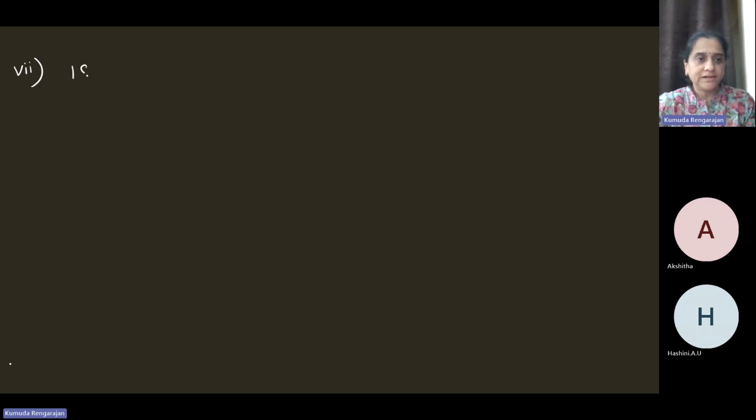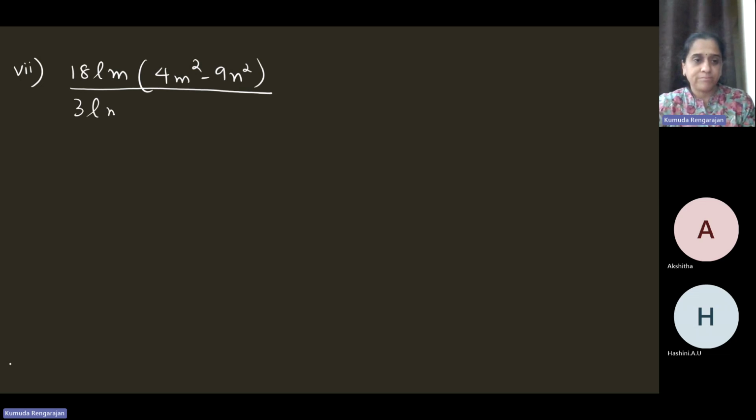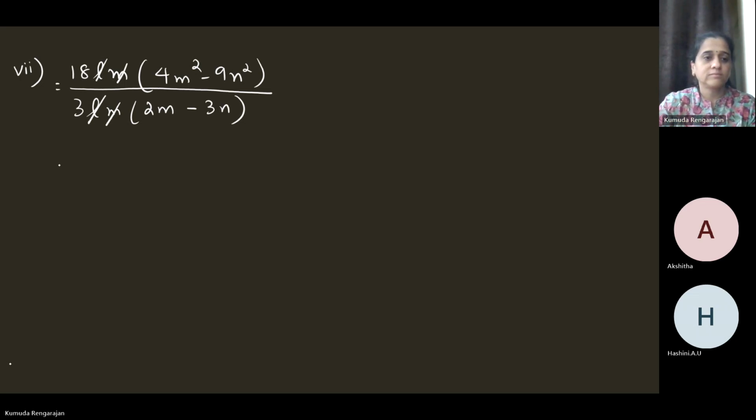Okay. 18 ln into (4m square minus 9n square), this one, right? Divided by 3 lm into (2m minus 3n). L, L, M, M, correct. Look at the board. Okay, 3 Harini, 3 sixes are 18. Now this is of the form a squared minus b squared: (2m) the whole squared minus (3n) the whole squared.